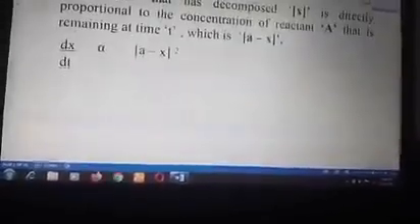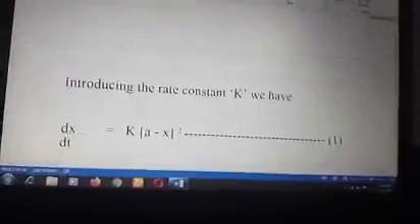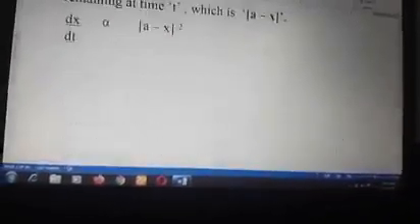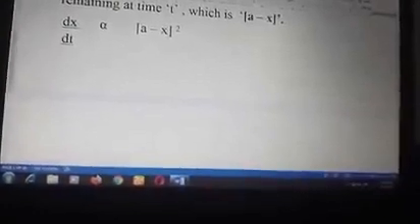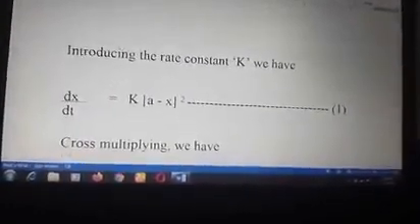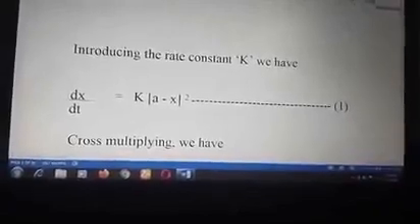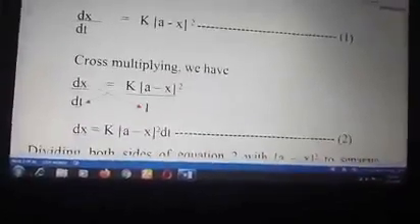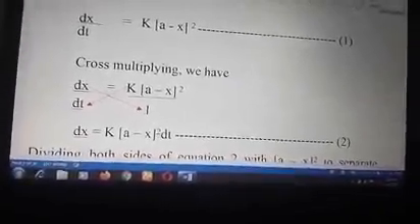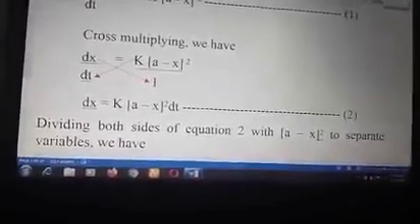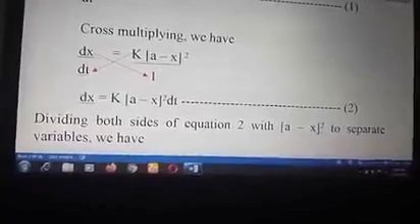So we bring in a constant. That constant is k, known as the rate constant. To remove the proportionality sign, we bring in the equal sign and k. We now have dx/dt equal to k into (a minus x) to the power 2. So we now cross multiply. When we multiply, we have dx multiplying 1 and dt multiplying k into (a minus x) squared. After the multiplication, we have equation 2: dx equals k (a minus x) squared dt.